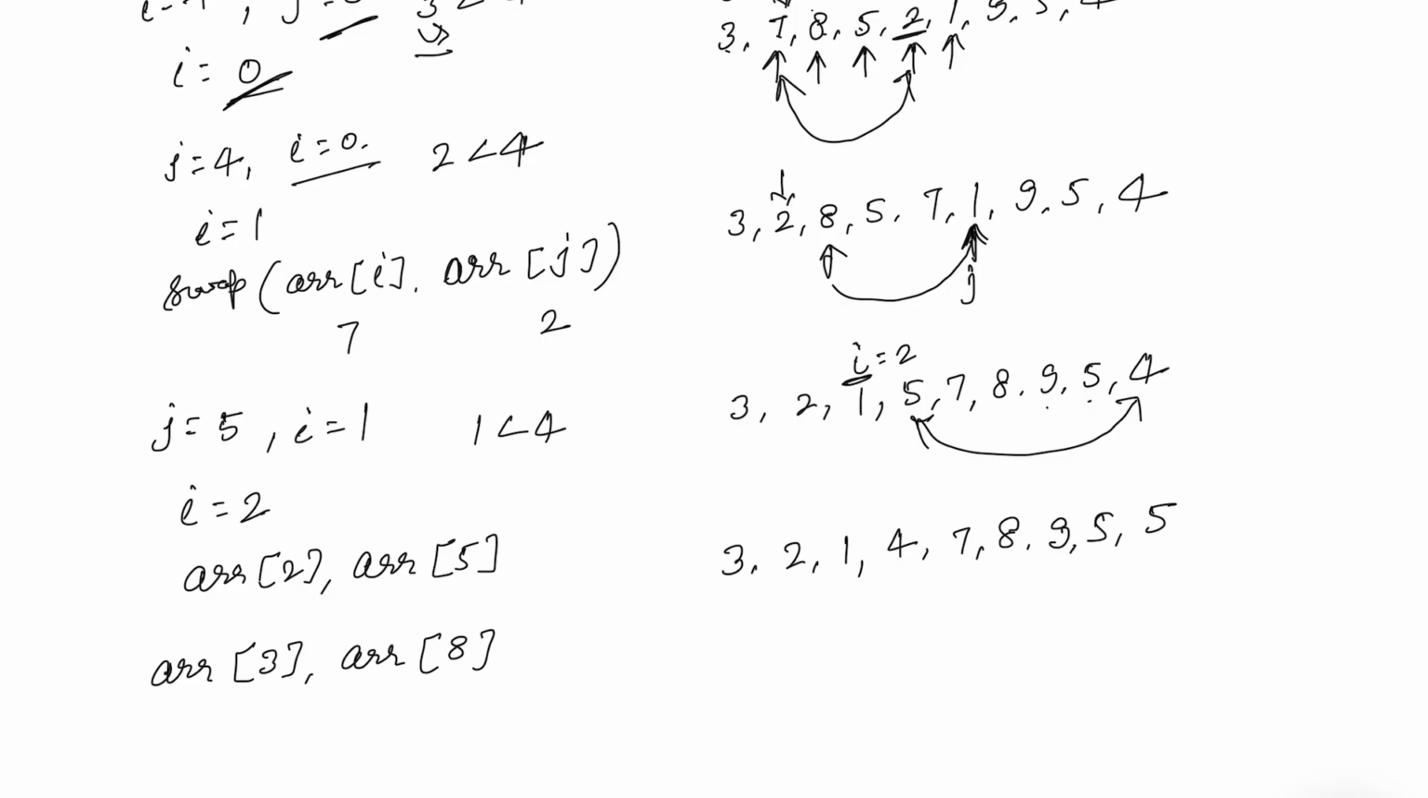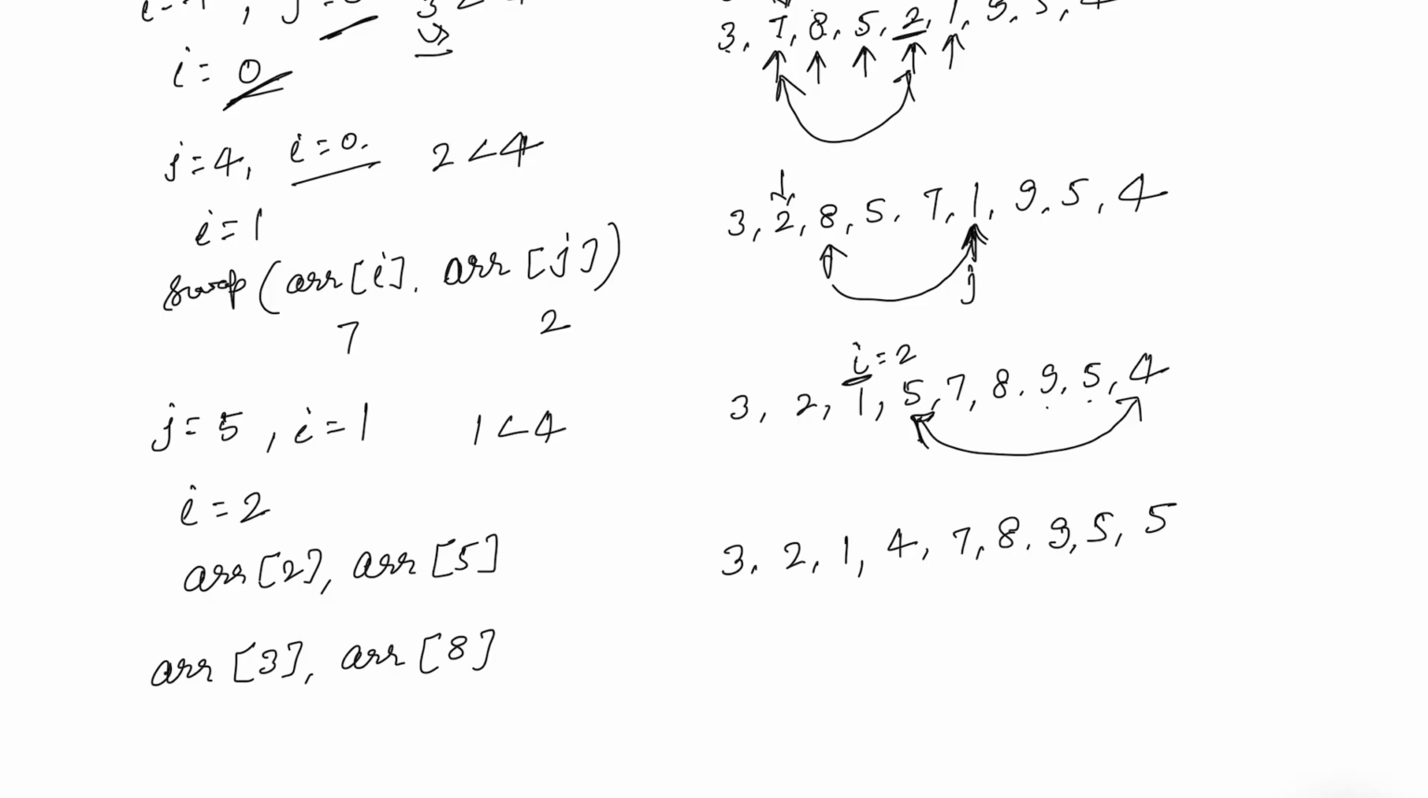Unstable means that the relative position of equal elements is not preserved. Here, what happens to 5? It has gone past the next 5. That means both 5s are not maintaining their relative positions. Because 5 is equal to 5, they should maintain the position, but it will not maintain. So this is an unstable algorithm.